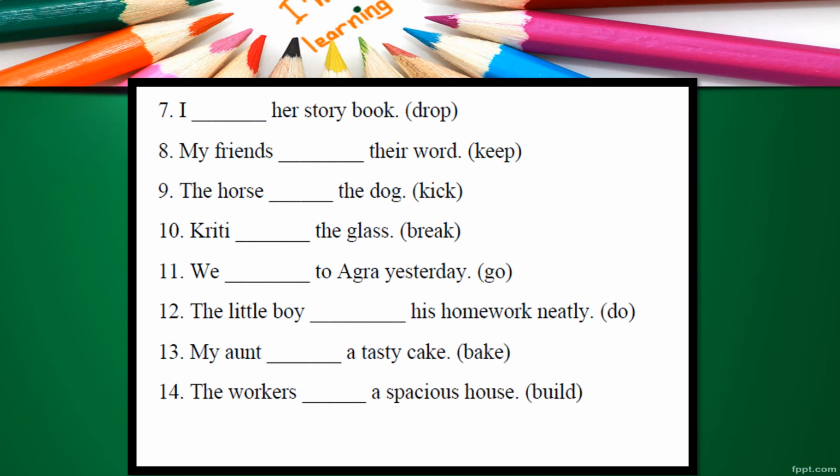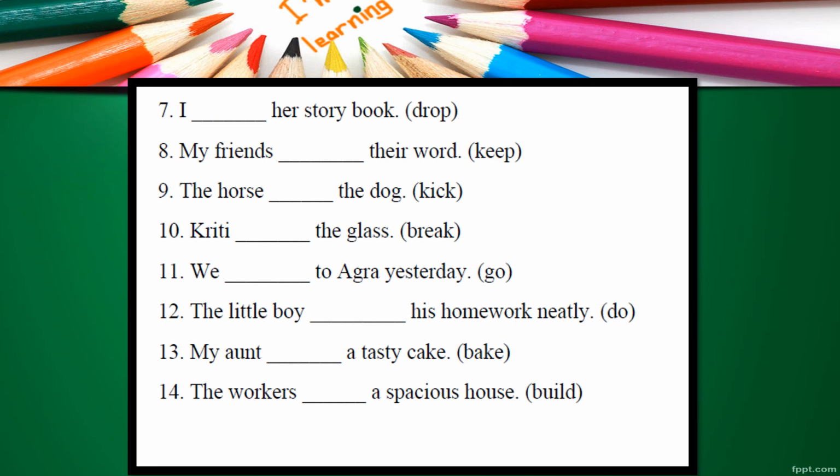The seventh one, I dash a storybook and the verb given is drop. The eighth one, my friends dash their word and the verb given is keep. The ninth one, the horse dashed the dog and the verb given is kick. The 10th one, Kriti dashed the glass and the verb given is break. The 11th one, we dashed to Agra yesterday and the verb given is go.